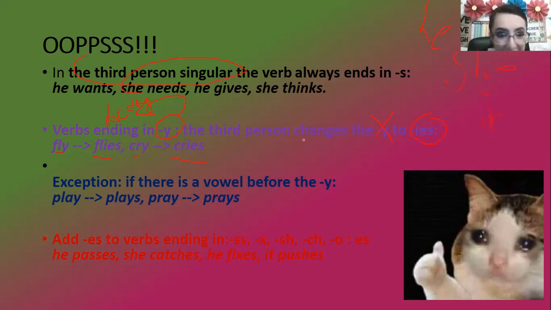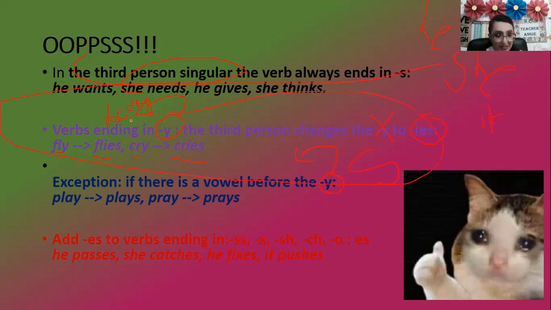Okay? But if we have a verb that has Y and before the letter Y you have a vowel, don't worry, if you have a vowel before the letter Y, there's no problem. You only add the letter S and that's it. Play, plays, pray, prays. The situation is going to be here, the letter Y, and before it there could be a consonant.